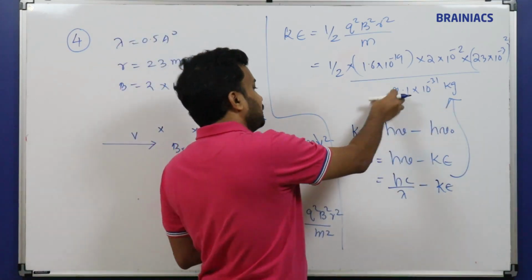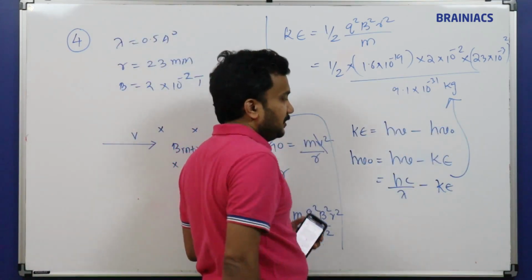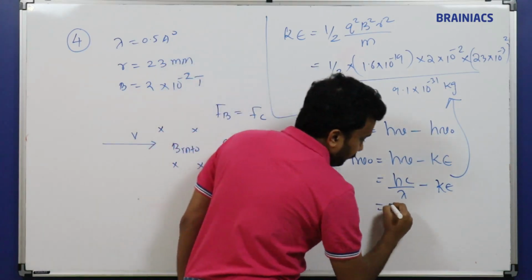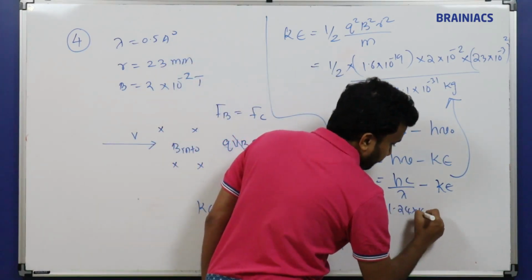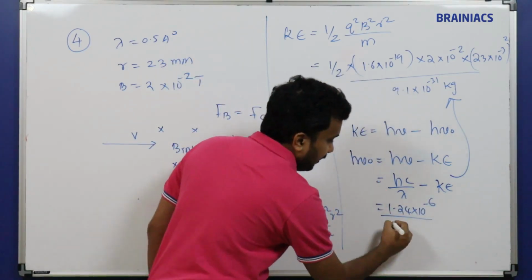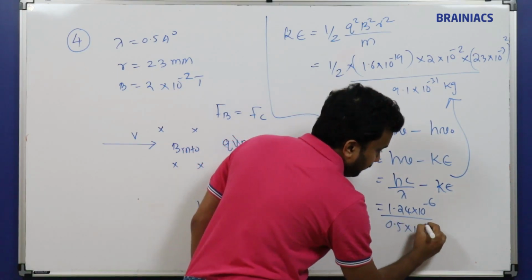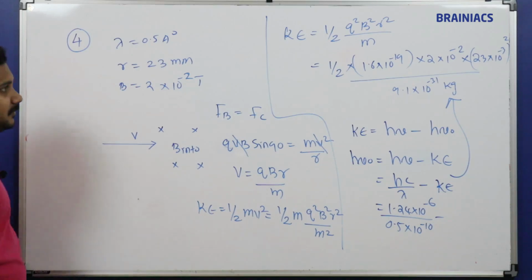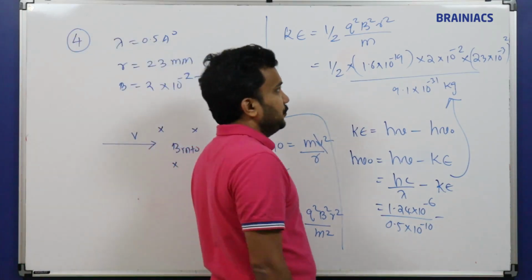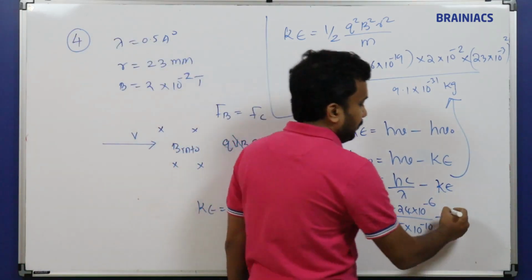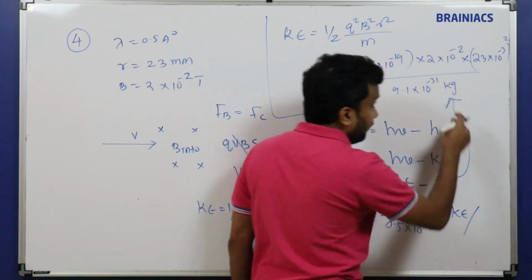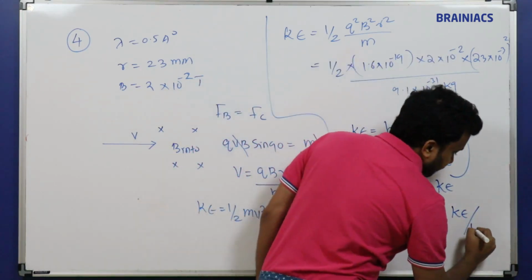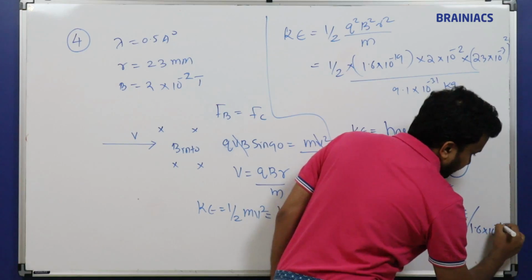So we need to convert this into electron volt. To convert this into electron volt, we know this value: 1.24 into 10 power of minus 6 divided by lambda, 0.5 into 10 power of minus 10, minus kinetic energy. The above value, the kinetic energy, already we know this value, has to be divided by 1.6 into 10 power of minus 19.